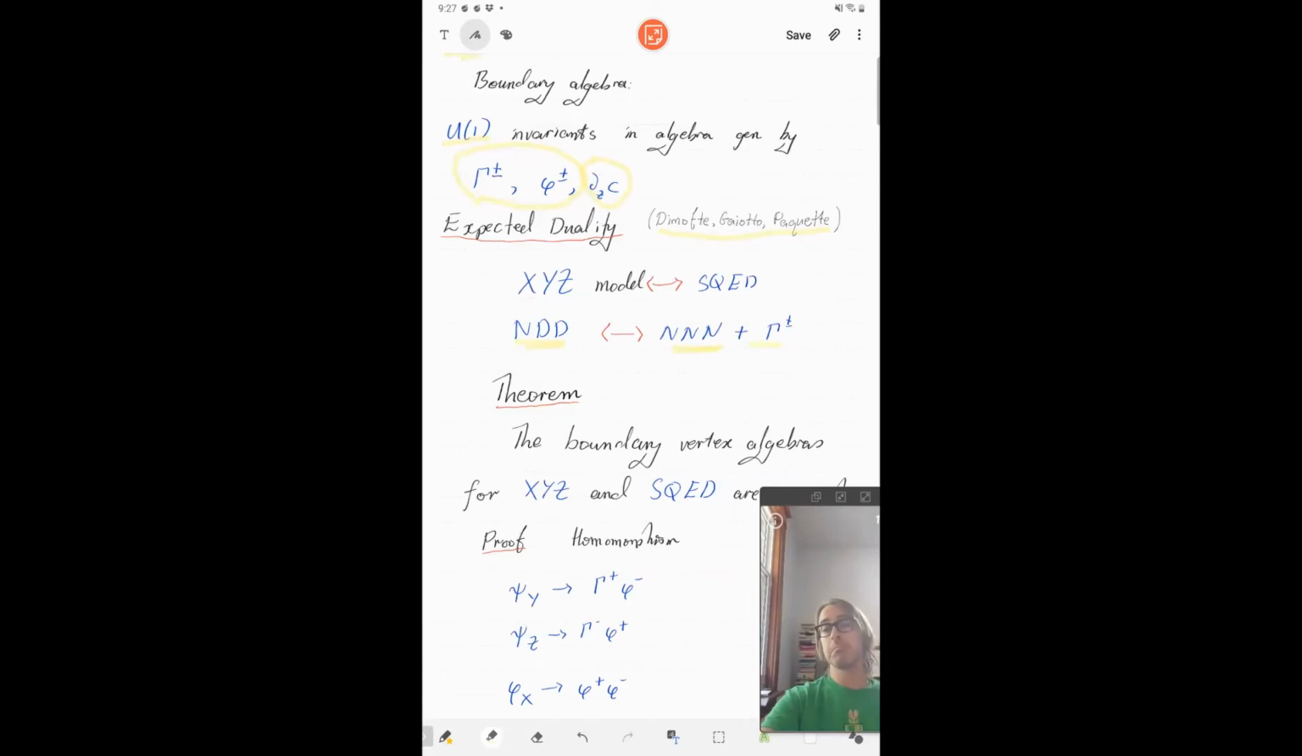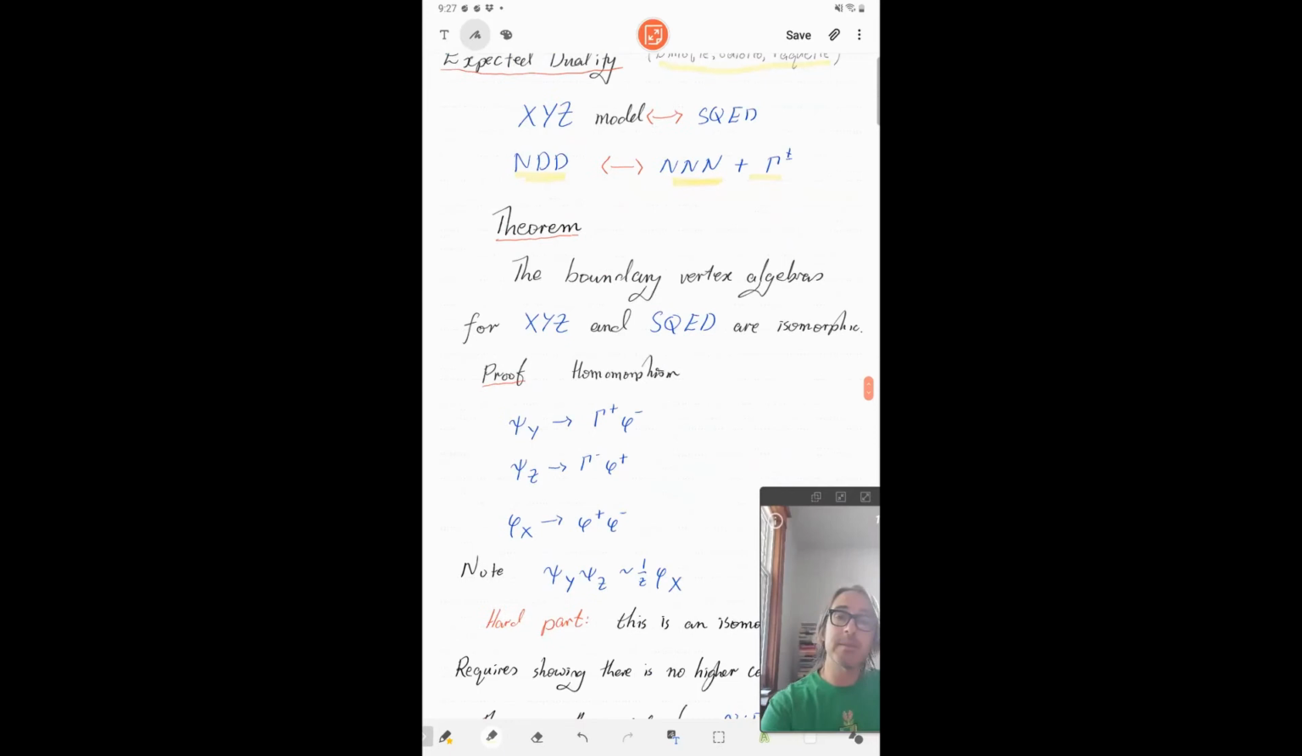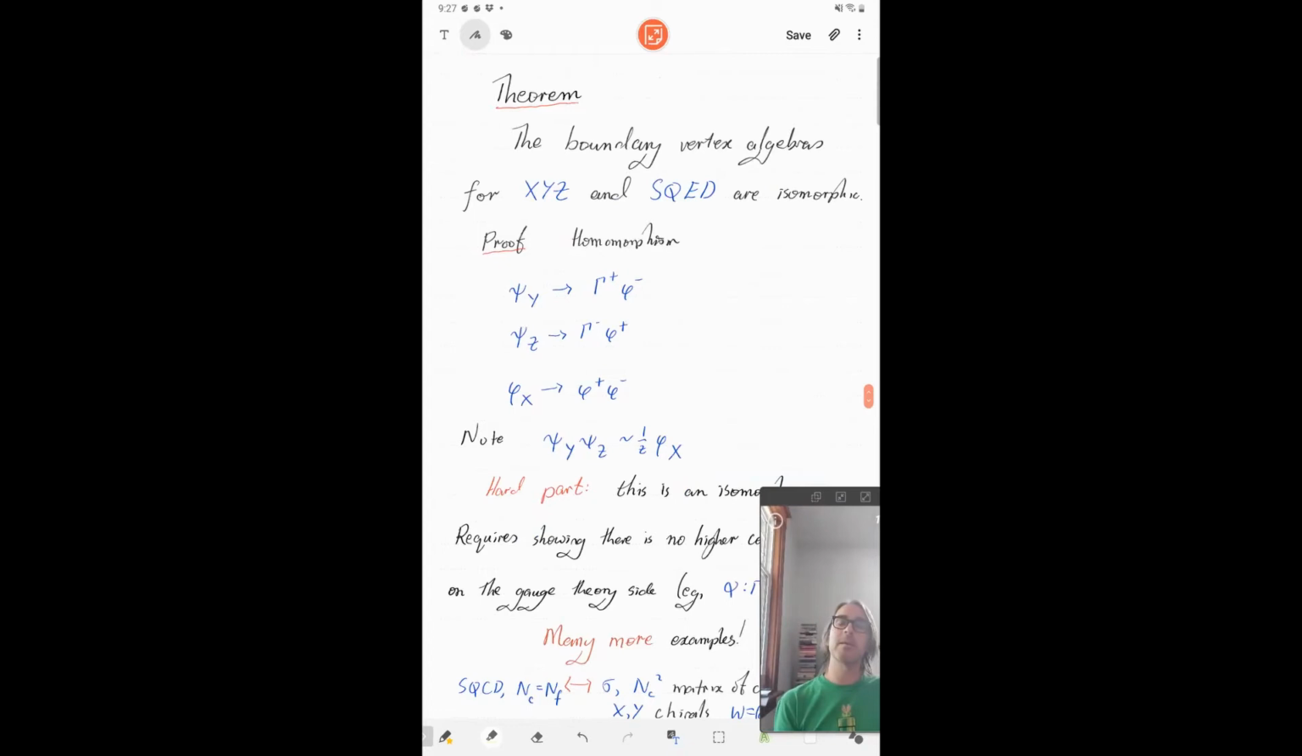Okay, so as a first check, the whole program would be to see if we can find isomorphisms between bulk and boundary algebras under these dualities. So let's check this one. We would expect an isomorphism between the boundary algebra here and the boundary algebra here, and we've described them both. So the theorem is: boundary vertex algebras for XYZ and SQED are isomorphic. So let's see how this works. If you remember, for the XYZ model, because it was Neumann, Dirichlet, Dirichlet, the Neumann one gave this boundary scalar field, and the two Dirichlet ones give these boundary fermionic fields. And the superpotential gave rise to this OPE, where the two fermionic fields combined to give the bosonic field phi.